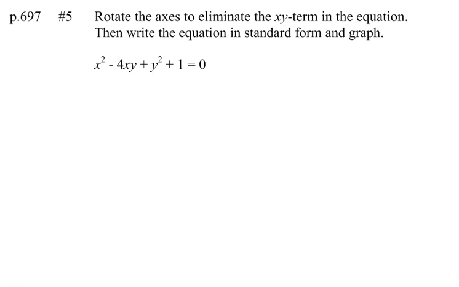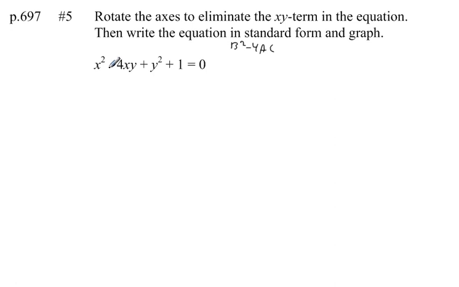Page 697, number 5. Rotate the axes to eliminate the xy term in the equation, then write the equation in standard form and graph. Well, before we rotate the axes, before we graph, let's first figure out what kind of shape this will be. We can take a look at the discriminant, b squared minus 4ac, and that'll tell us what kind of shape we have.